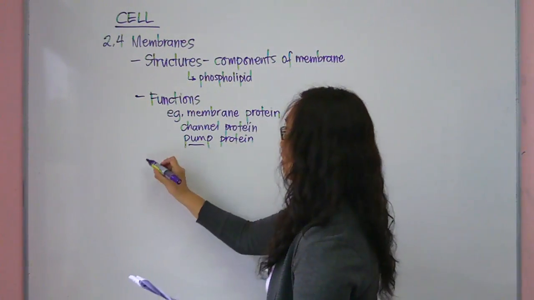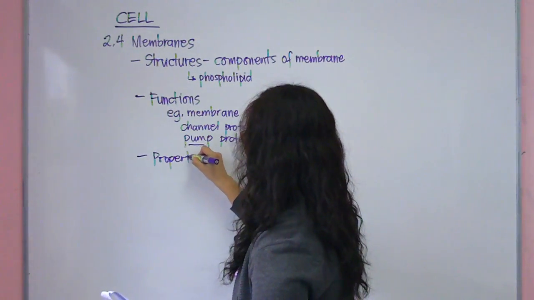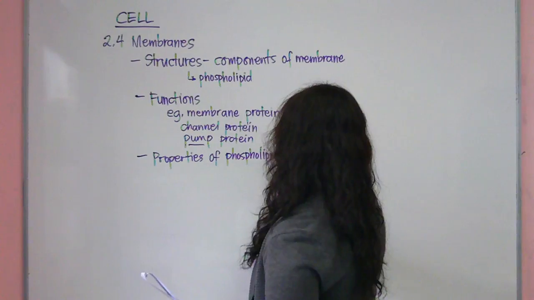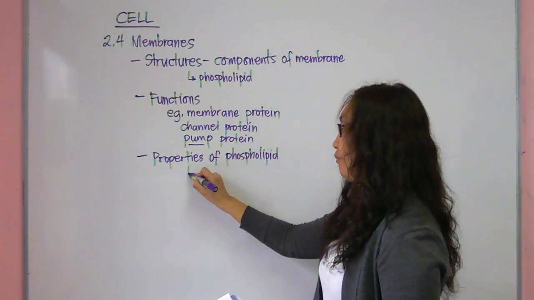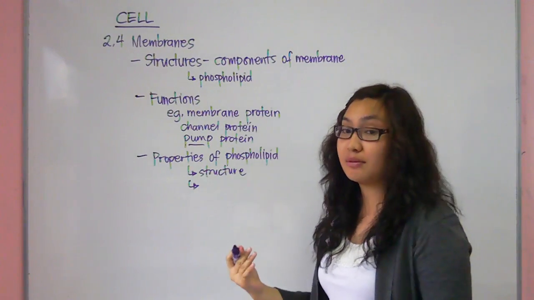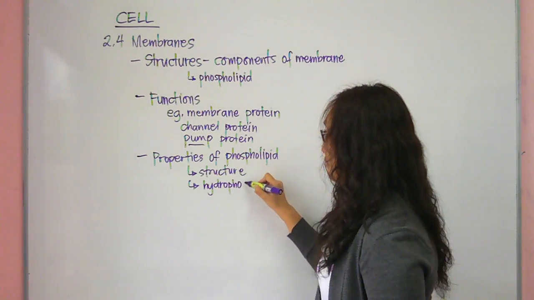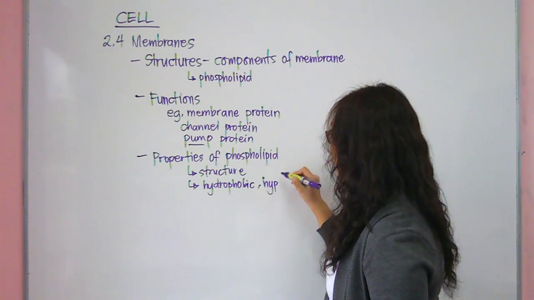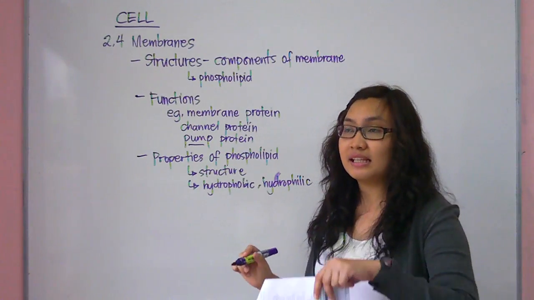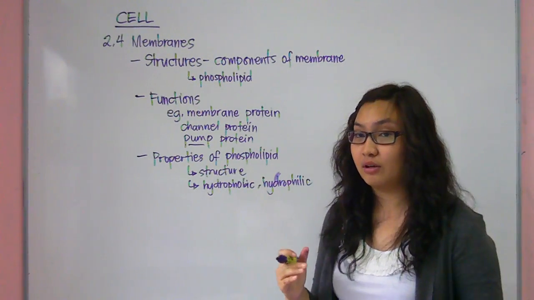Another thing that we need to take note of is the properties of phospholipids. As I mentioned a while ago, by discussing the chemical structure of phospholipids, we will be able to pinpoint the reason why the phospholipids are hydrophilic and hydrophobic. By having these hydrophilic and hydrophobic properties, we can come to a conclusion that the cell membrane, or the plasma membrane as a whole, is a semi-permeable membrane that only allows certain substances to enter or exit the cell.